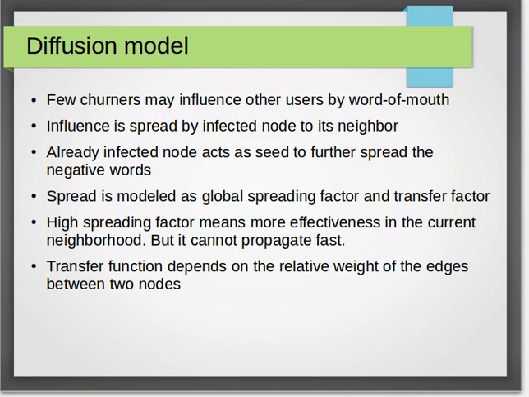So influence is spread by infected nodes to its neighbor, and then these infected nodes can act as seed to further spread the negative words. And this spread is modeled as global spreading factor and transfer factor. The higher the spreading factor is, the more effectiveness in the current neighborhood. And the transfer rate or the transfer function depends on the relative weight of the edges between two nodes.